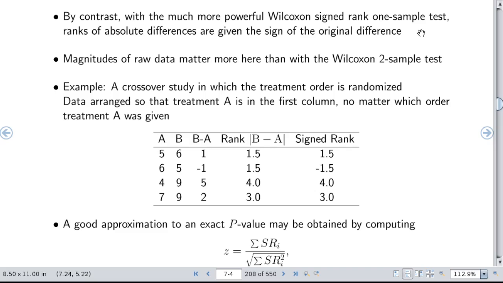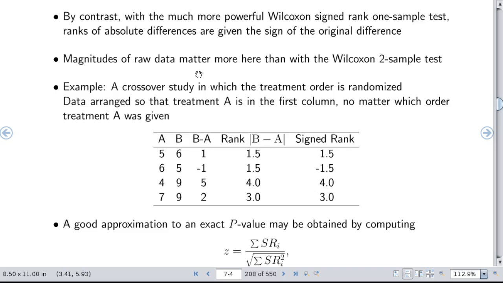But then, so that's using magnitudes. And then you put the sign of the original difference in front of that rank. So that's why it's called signed rank. And we'll see that in just a moment. Now, the magnitudes of the raw data matter more here than with the Wilcoxon two-sample test, in the sense that it really assumes you have a symmetric distribution of your variable. And so let's take an example with a crossover study.